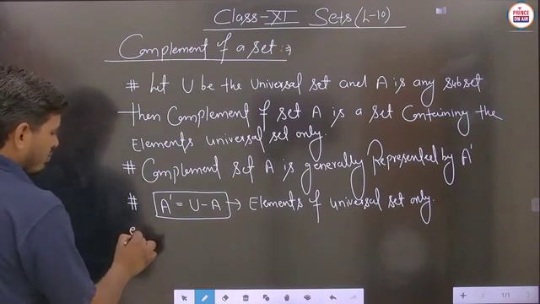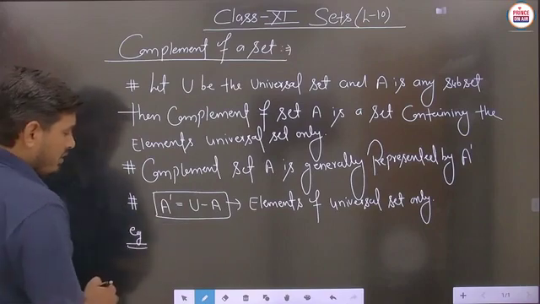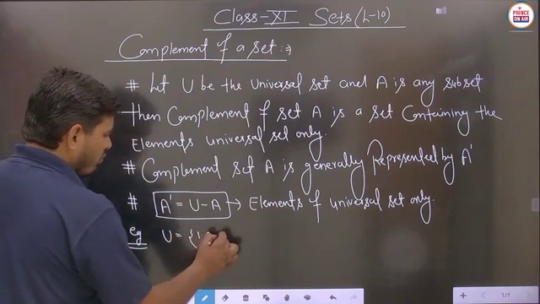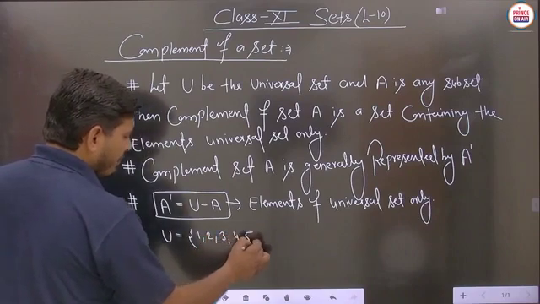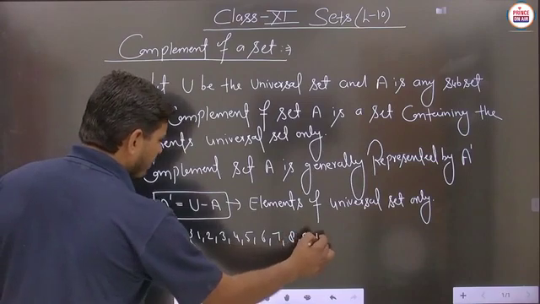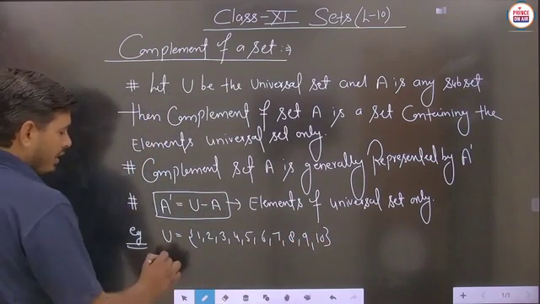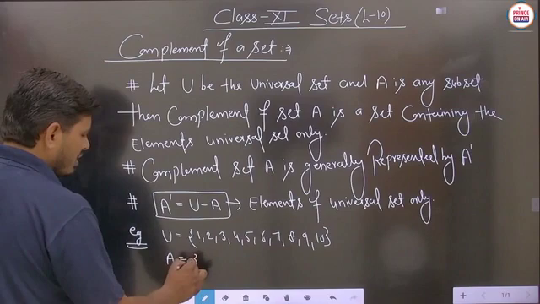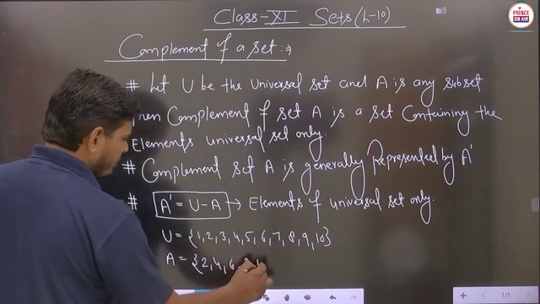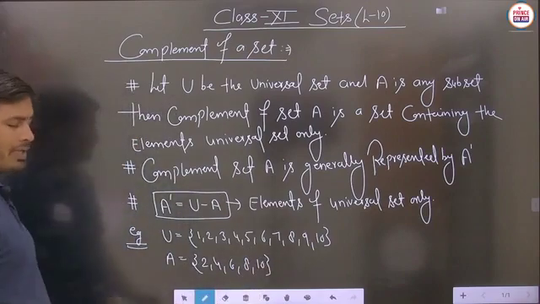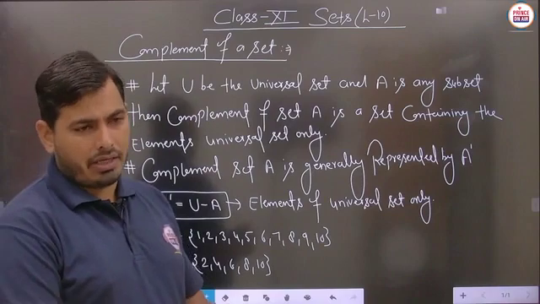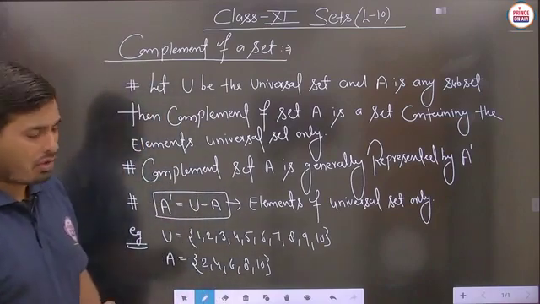Suppose we are taking a suitable example. Suppose, student, we take the universal set as 1, 2, 3, 4, 5, 6, 7, 8, 9 and 10. Suppose this is the universal set, and suppose a subset of this universal set is taken as A equals 2, 4, 6, 8, 10. Now we have to calculate the complement of this set A.